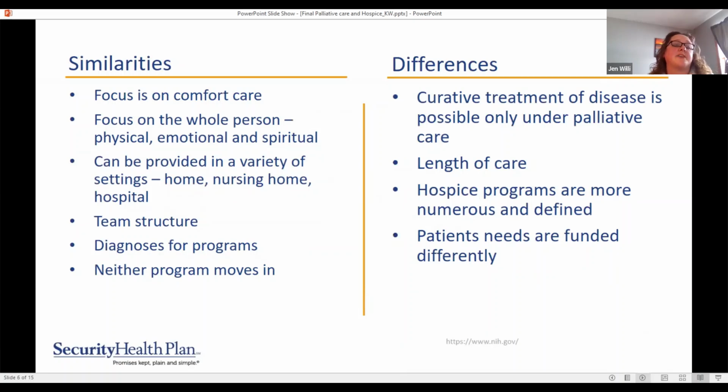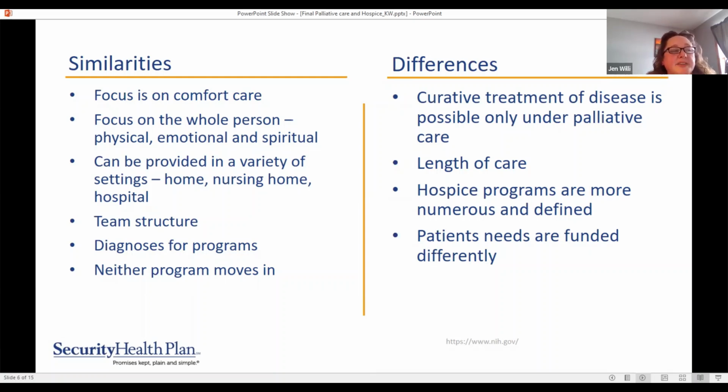So as we've been talking, you can hear that there's a lot of similarities and differences between palliative care and hospice care. They both focus on comfort care, treating the symptoms of the illness or disease. They both focus on the whole person. They want to provide comfort for the physical, emotional, and if needed, spiritual symptoms that someone is experiencing. They can be provided in a lot of different settings. The team structures and diagnoses between the two are similar as well, and we'll discuss this in a minute.